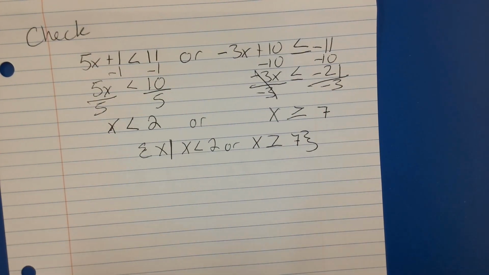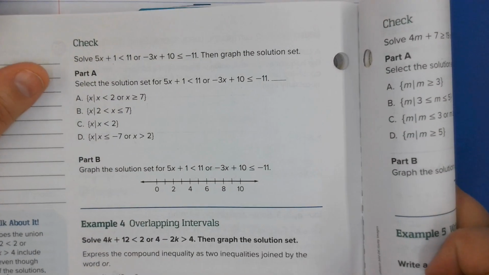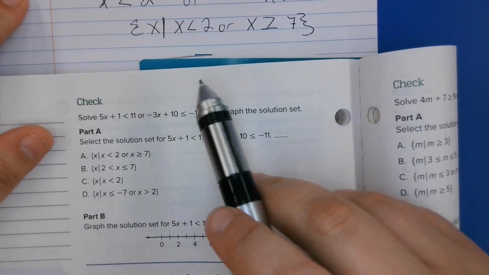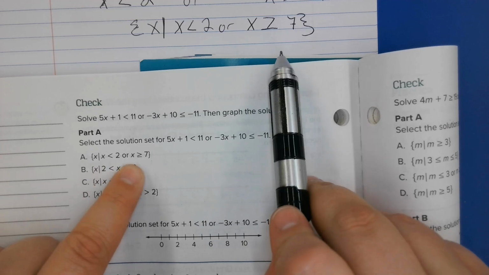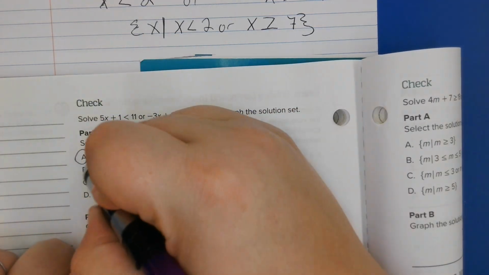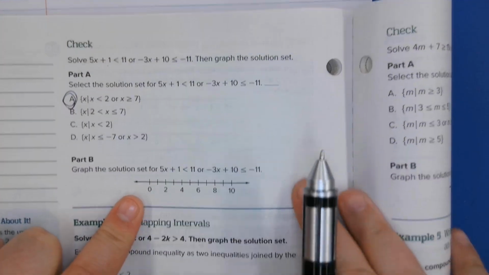Then we're going to go ahead and find that answer. x is less than 2, or x is greater than or equal to 7. So my answer is A. And then I need to graph the solution set.